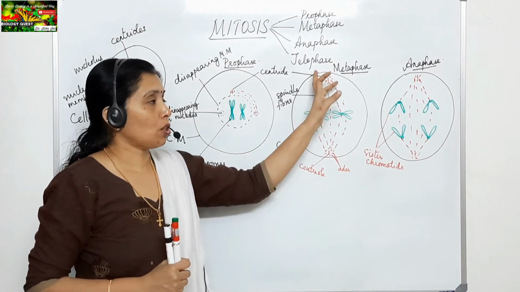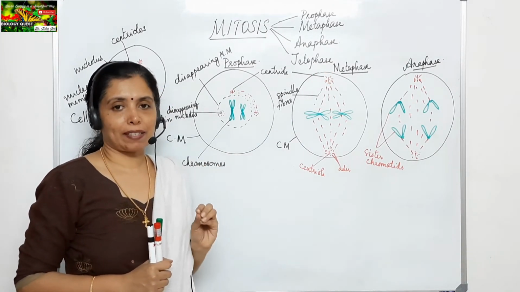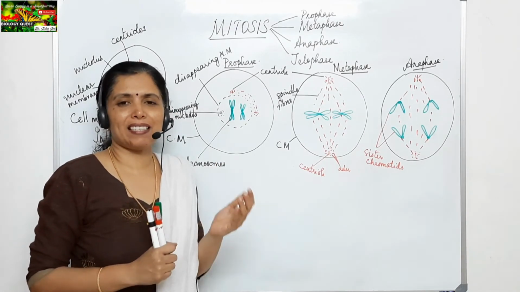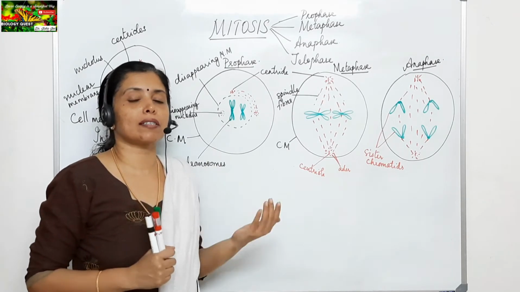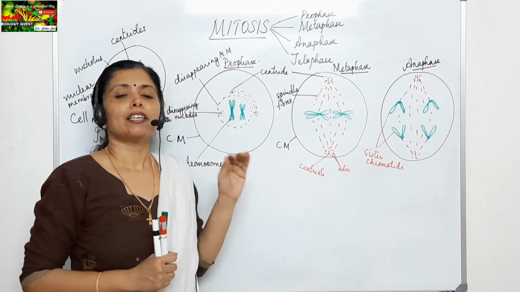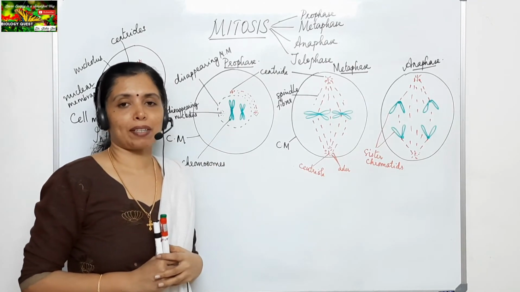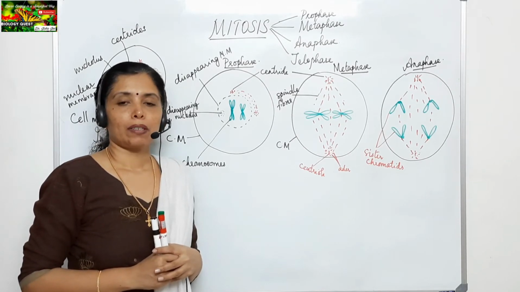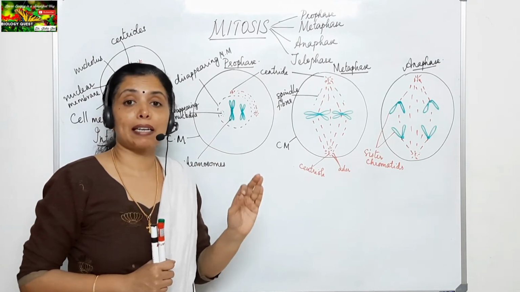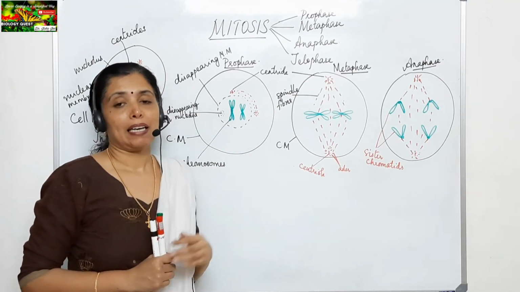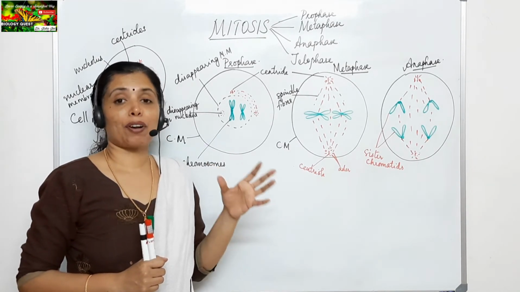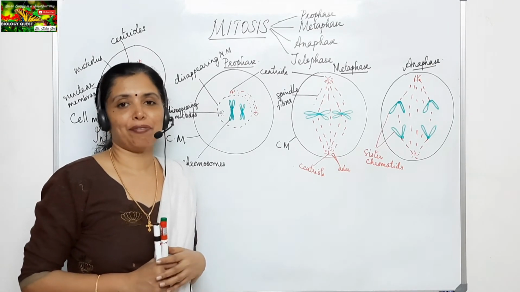Now the final stage of mitosis is the telophase. Telophase is just the reverse of prophase. Why is telophase called the reverse stage of prophase? Because whatever has happened during the prophase, just the reverse of it takes place during the telophase stage. So what has happened during the prophase? We have seen the first point: the chromatin fibers condense and coil to form the chromosomes. In telophase, what happens? The chromosomes decondense or uncoil to form the chromatin fibers.